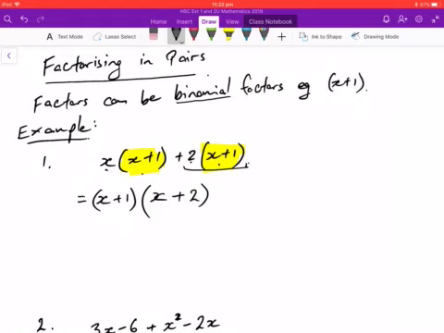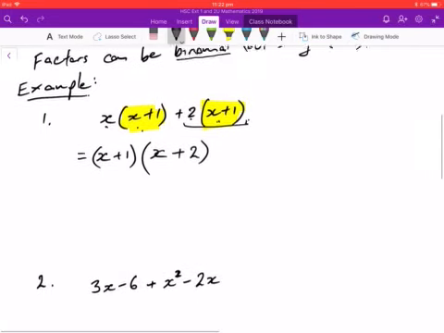So that's kind of given. You've got the binomial factor written there. So you can simply take that one out, and you have x plus 1 is my common binomial factor. And what am I left with? When I've factored that out, I've got x plus 2. And so we have that there.